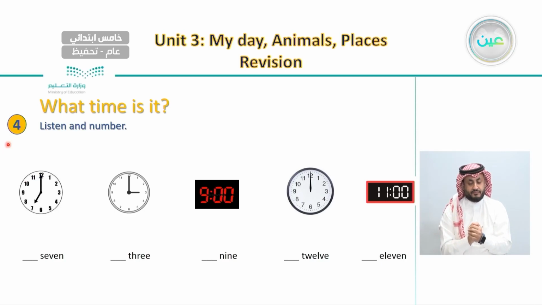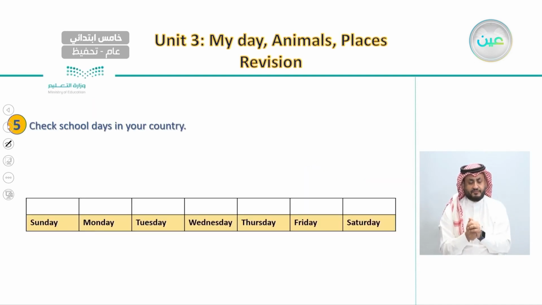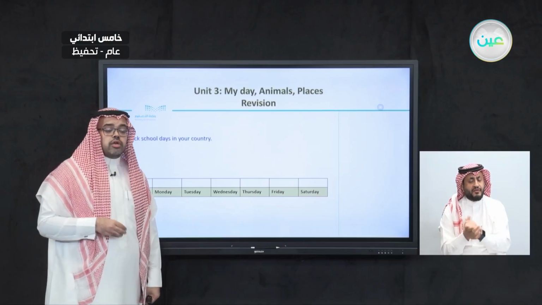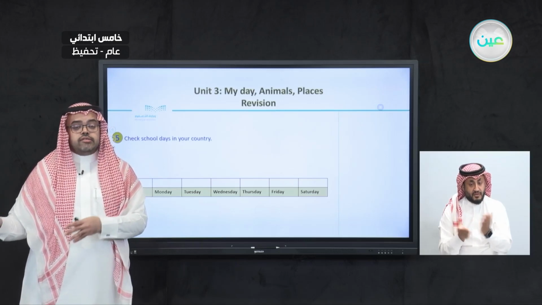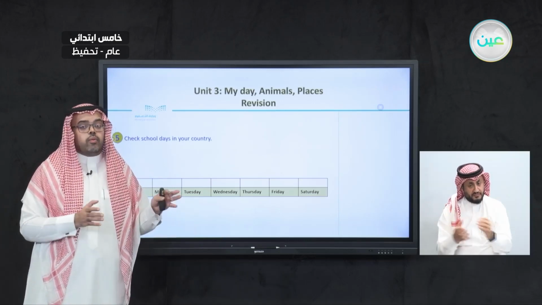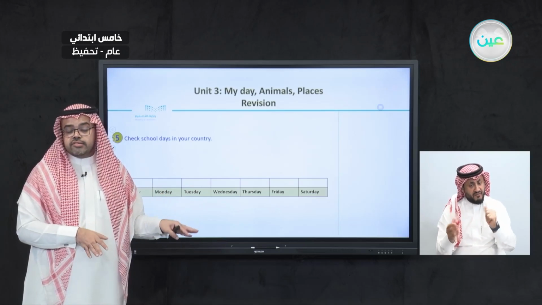We go to 12 and we write number 1. This is only an example of how we answered this exercise. We listened to different times and we put the right numbers according to the listening. After this, we said to put a check on school days in your country. For example, in your country, there are school days and weekends where you don't have school.